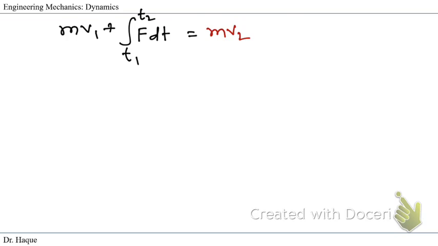This is our principle of linear impulse and momentum, which states that the initial momentum of a particle at time t1, plus the sum of all the impulses applied to the particle from t1 to t2, is equivalent to the final momentum, which is mv2, of the particle at time t2.